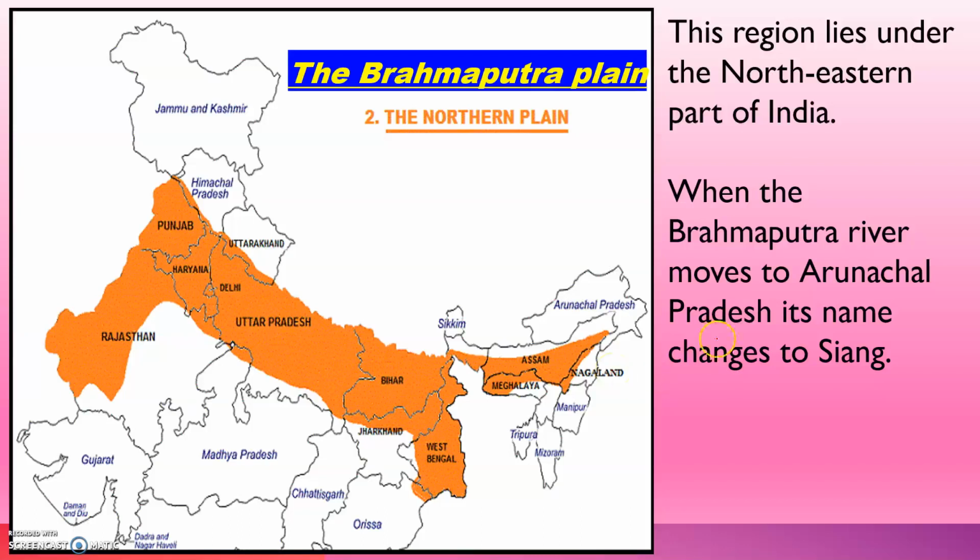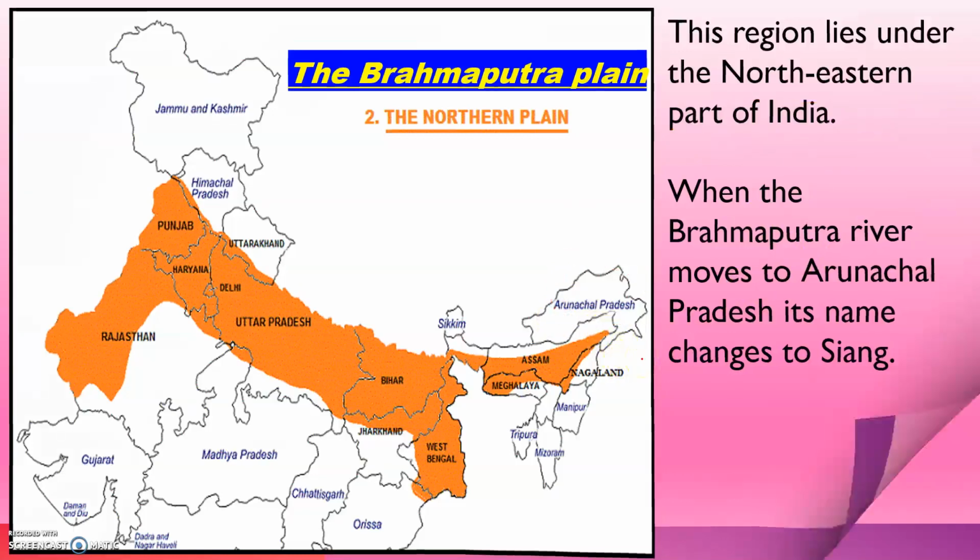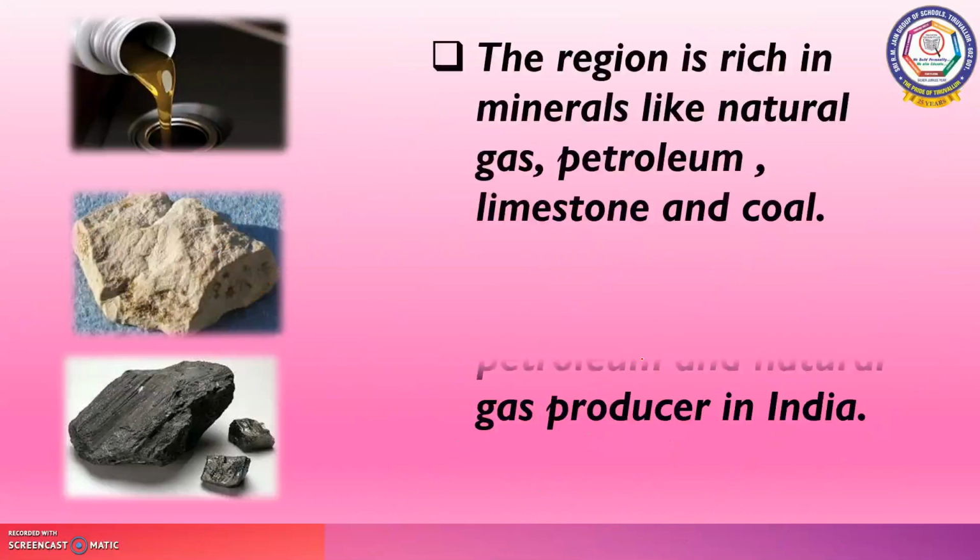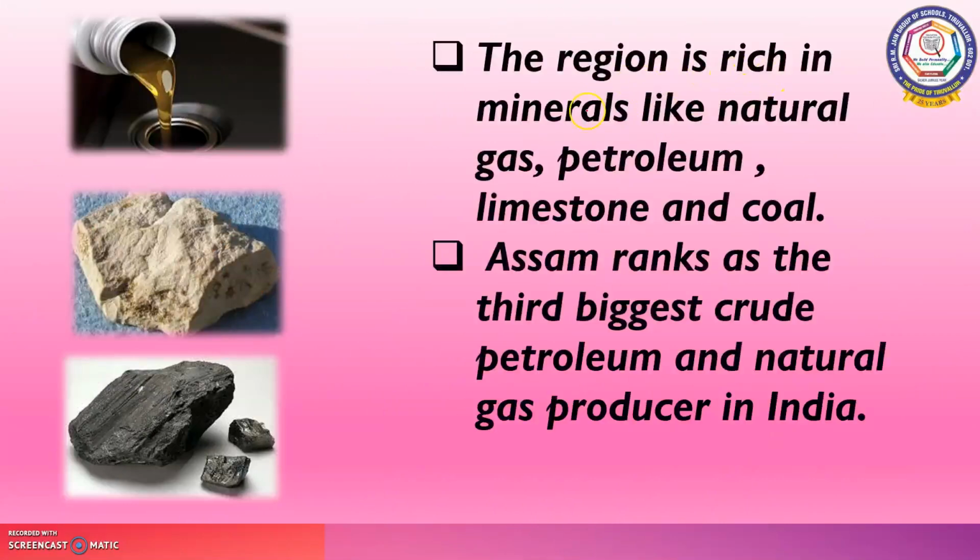Next, let us see the Brahmaputra plain. This region lies in the northeastern part of India. When the Brahmaputra river moves to Arunachal Pradesh, its name changes to Siang. This region is rich in minerals like natural gas, petroleum, limestone and coal. Assam ranks as the third biggest crude petroleum and natural gas producer in India.